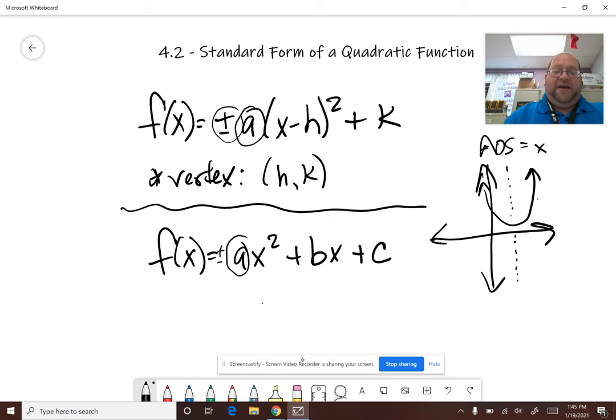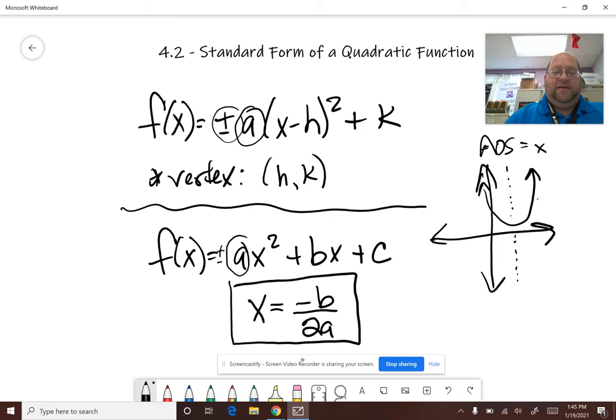So in order to find this x coordinate of your axis of symmetry, you're going to take negative b over 2a, okay? And again, I could go into a big long proof about why that is the case, but for the sake of time and energy, you're just going to have to trust me. Trust me that this is how we find the x coordinate of our vertex when we're given standard form like this right here.